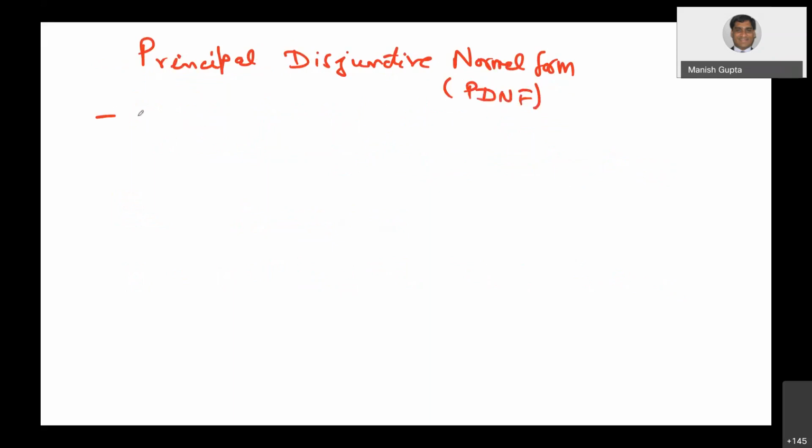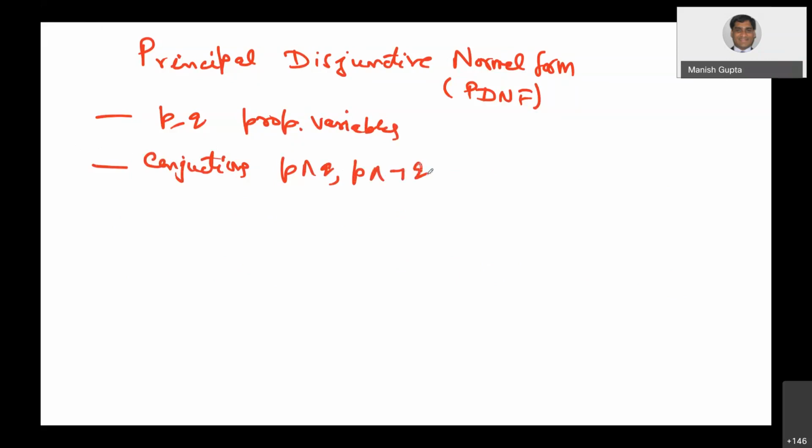Okay, so a few definitions. P and Q are propositional variables. Conjunctions such as P meet Q, P meet negation of Q, negation of P meet Q, negation of P meet negation of Q are known as min terms. In all these expressions, P or negation of P appears, and also Q or negation of Q appears. Therefore, each variable occurs either negated or non-negated, but both negated and non-negated forms of a variable do not occur together in the conjunction, right?